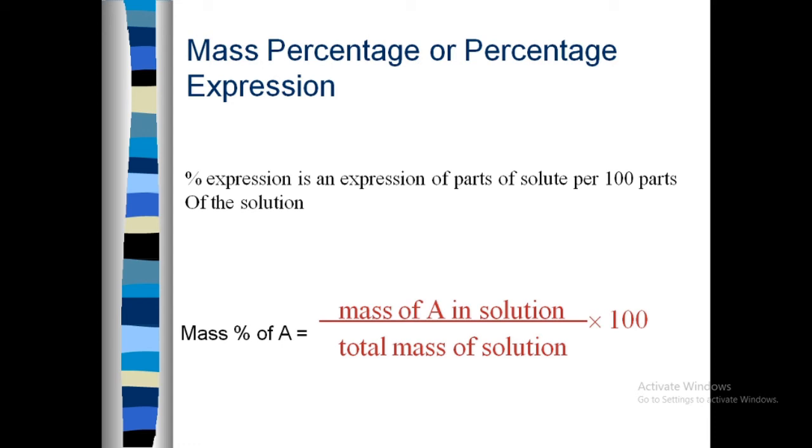So we want to calculate the mass percentage of capital A, that is the first component. What is the formula? Individual mass to total mass. Here the individual mass is nothing but the mass of A in solution divided by total mass. Total mass is nothing but capital A plus B, into 100.